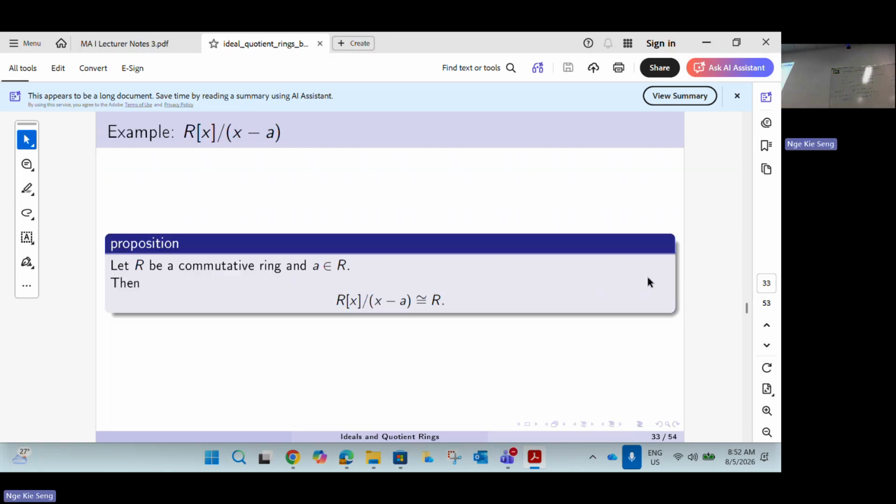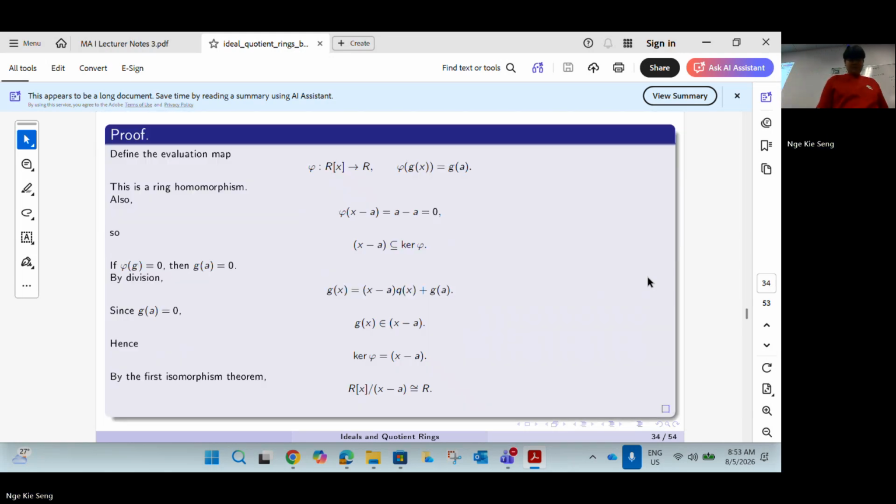Okay, next is the proposition. Let R be a commutative ring and a is in R, then the quotient here is similar to R. Because we quotient by x minus a, the remainder has degree less than 1, so all of these are like a number. A number is isomorphic to R. And this is a proof.